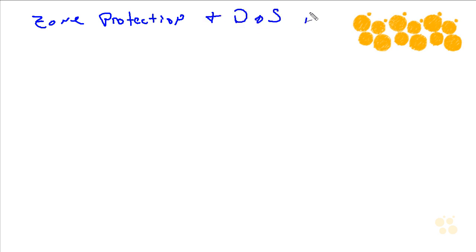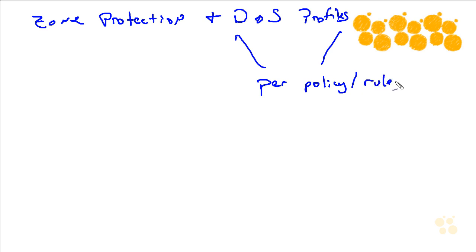So the last of my content ID part right here, my zone protection and my DoS profiles. Two different pieces of really kind of accomplishing the same thing. My DoS profile did it per policy, or per rule base, I should say. And this one did it per zone.